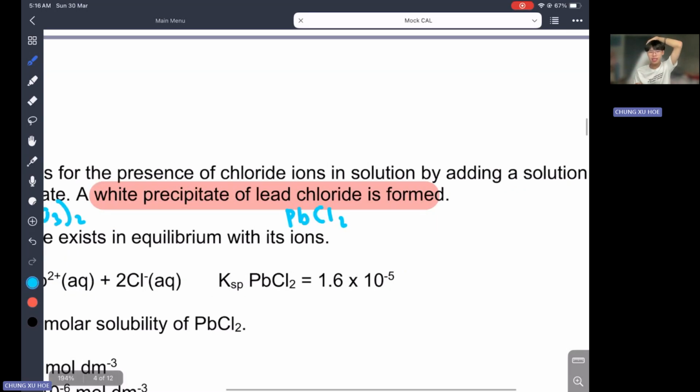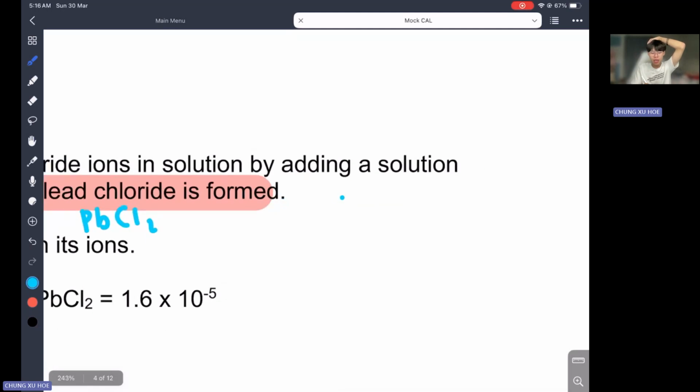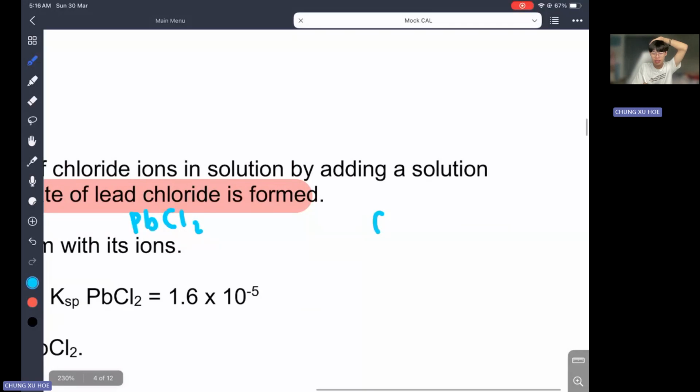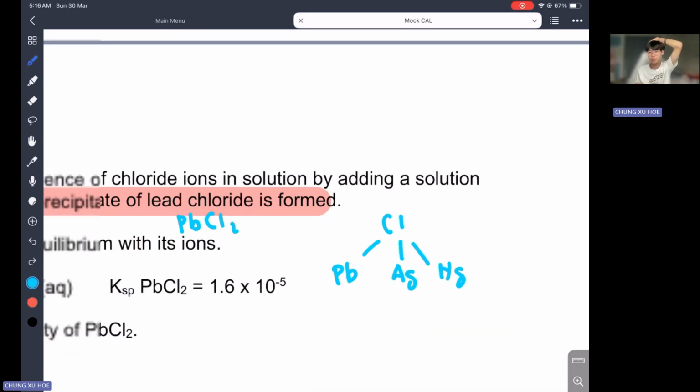Okay, so PbCl2, how do I remember it's insoluble? Because I remember during SPM, Cl reacted with Pb, Ag and Hg. That means Cl with these three substances is going to form a precipitate.